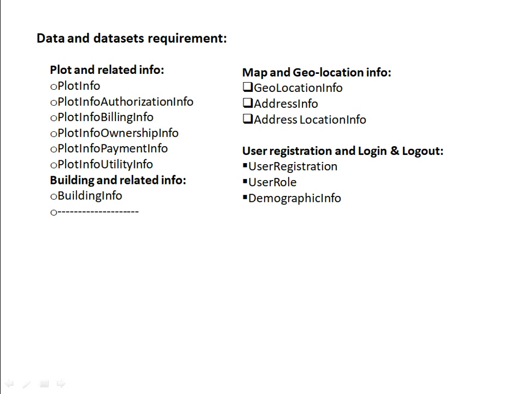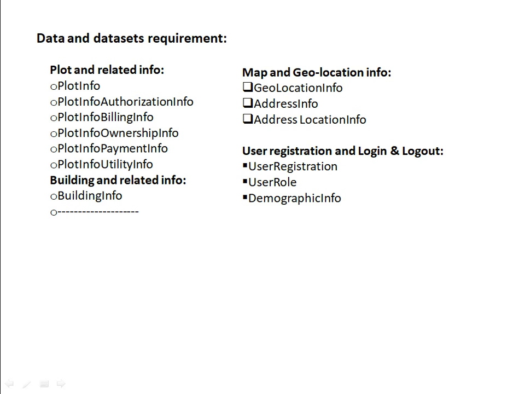You see the detail about the plot and plot information, plot authorization information, billing information, ownership information, payment information, and also the plot utility information. Utility means the electricity, gas, roads, and internet, because every plot needs to have utilities connected. And billing information means the plot has to pay its taxes or incomes, and authorization means who will authorize your plot information, the administrative process. And payment information: you have to pay money to the government for your plot every year, depending on the laws of the government.